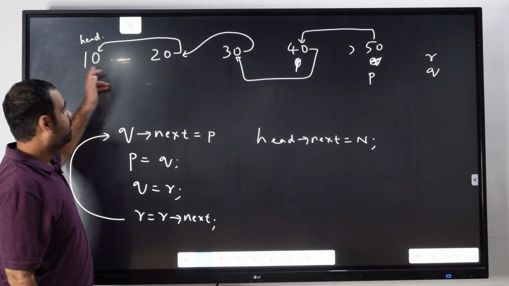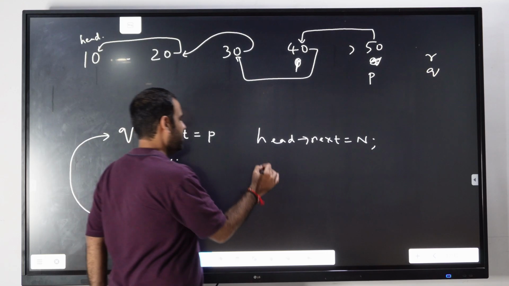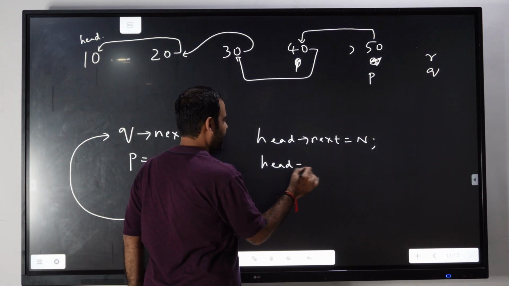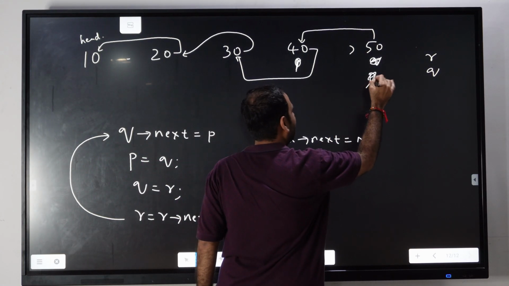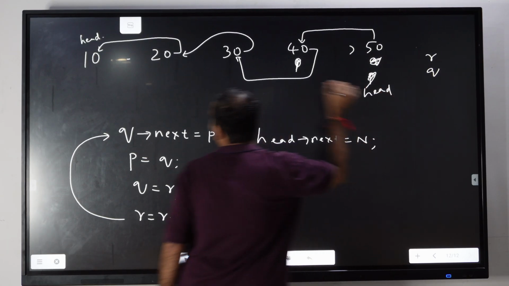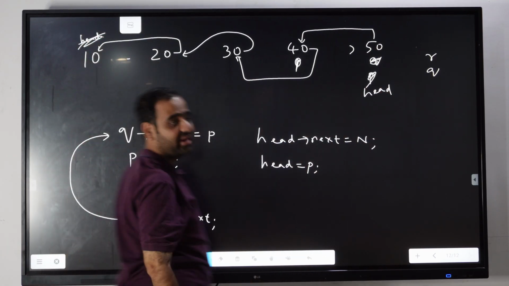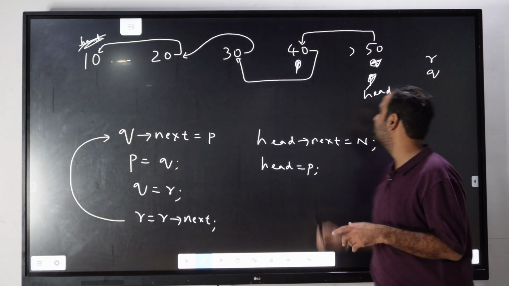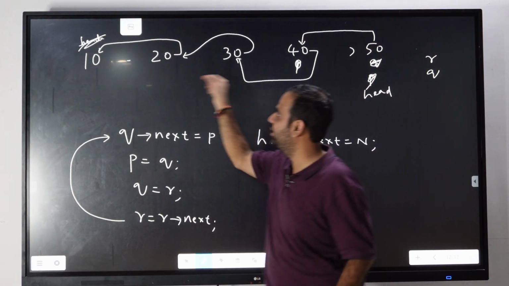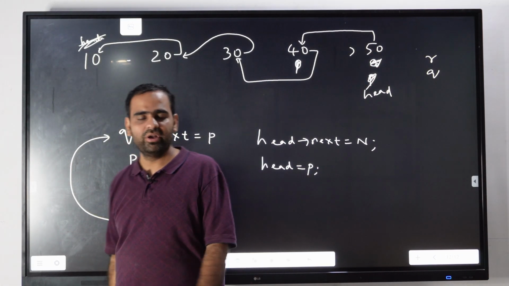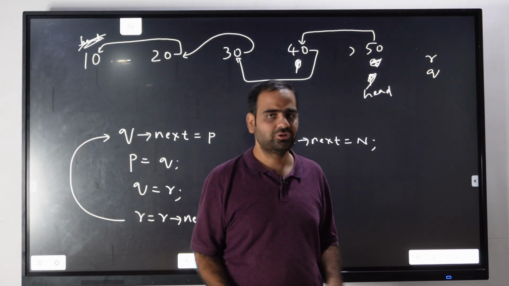Now, what should be the head node? P should be the head node. That is the last thing that we write: head is equal to P. Now, this will become the head pointer and if we traverse the list now, what is the list? 50, 40, 30, 20, 10 and 10 is pointing to null. I hope that you have understood. Thank you.